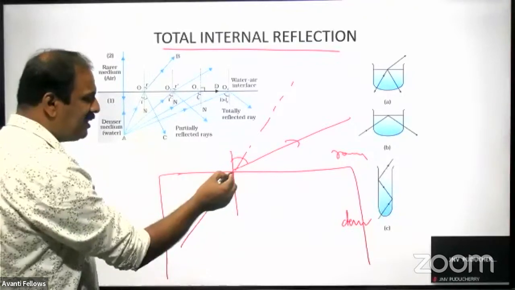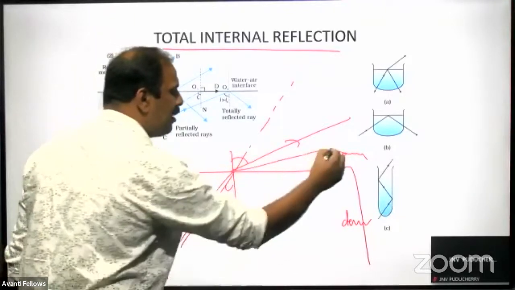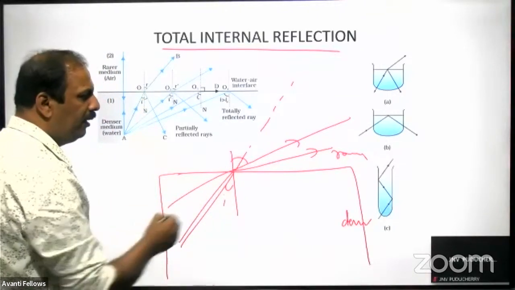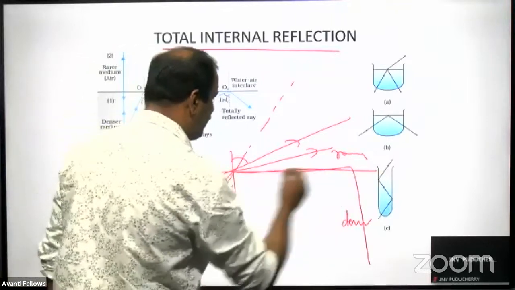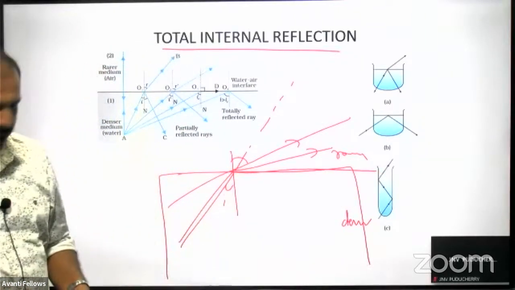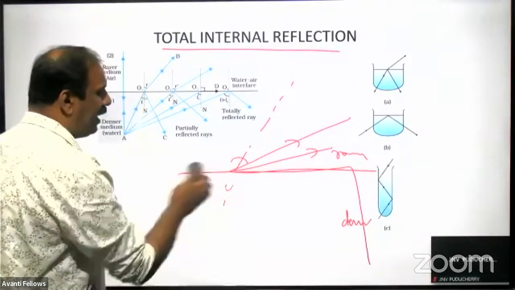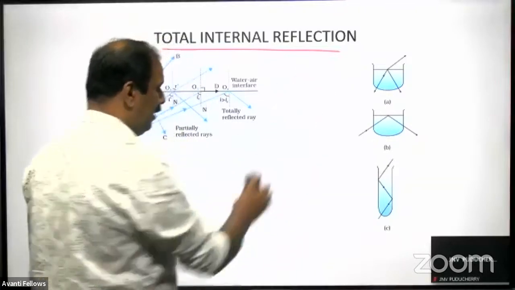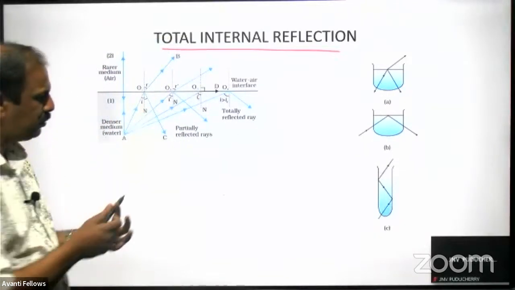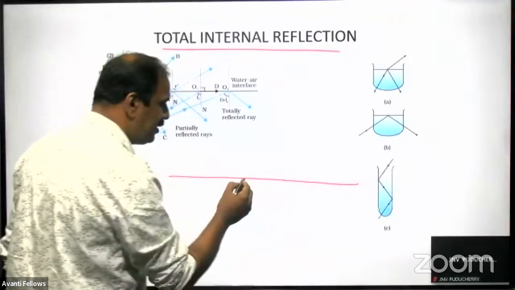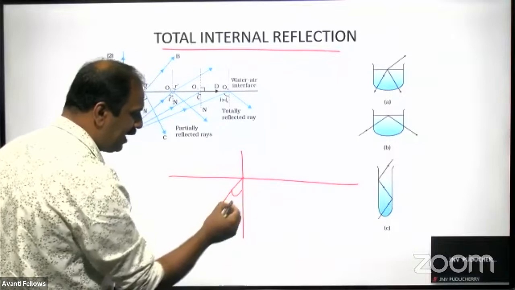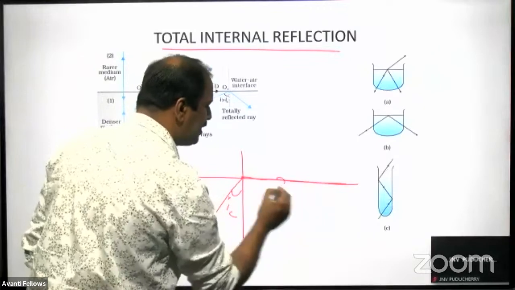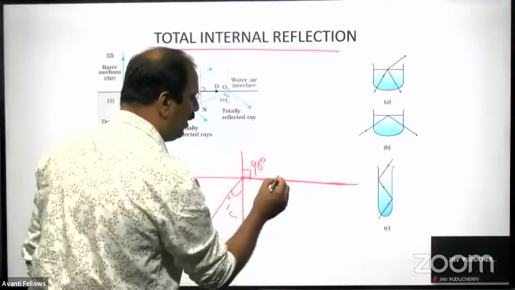Now, if this angle of incidence is increased a little bit, what will happen? It will come some more closer to the surface. And if you increase some more, what will happen? It will go parallel to the surface like this. So that angle of incidence for which the angle of refraction is 90 degree, that is called as critical angle. Once more, the angle of incidence, which I will write as IC, for which angle of refraction is 90 degree, that is called as critical angle.